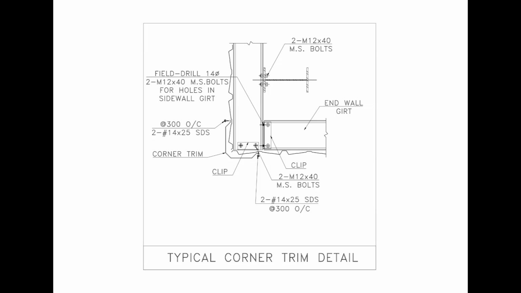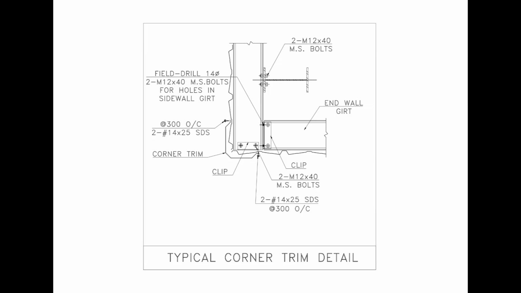This is the typical corner trim detail. At the building corner, the side wall girt and end wall girt meet at 90 degrees. Clips and M12 bolts are used for the secondary steel connections shown in the detail. The corner trim covers the junction between the wall sheeting on the two building faces.